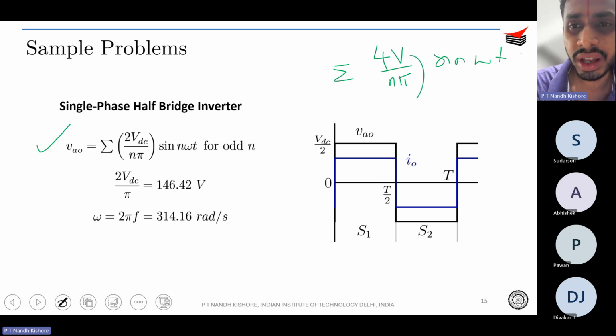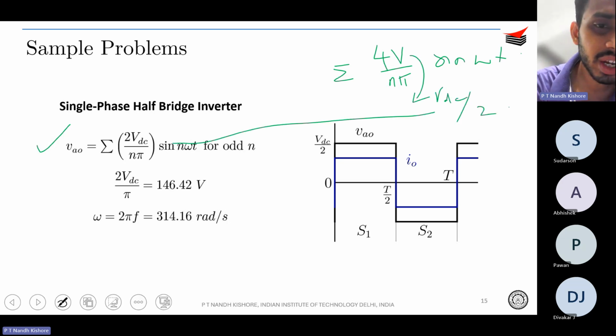Okay, but over here V itself is VDC by 2. That is why I have written 2 VDC by n pi, because V itself is VDC by 2, right? The amplitude itself is only VDC by 2. So it is 2 VDC by n pi sin omega t for odd n. So you substitute over here, you will be getting whatever was in the options given there. So 2 VDC by n pi, right?